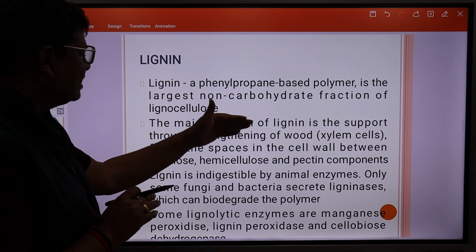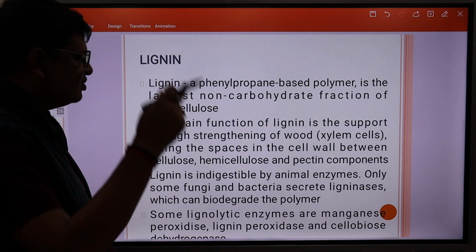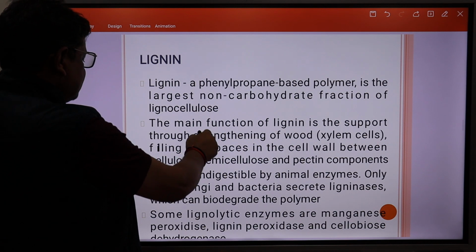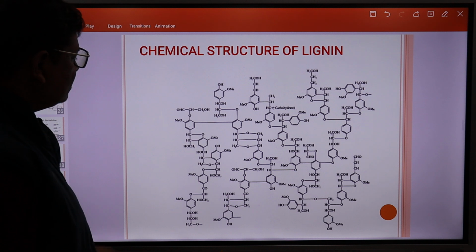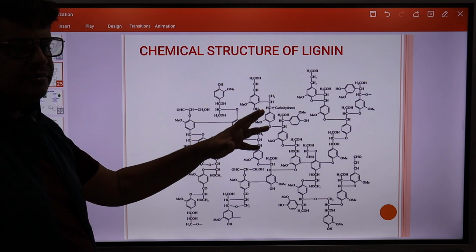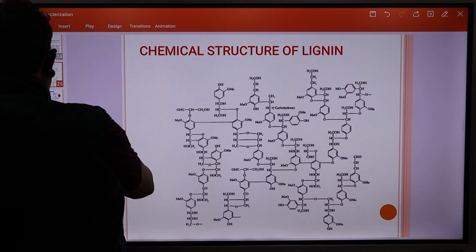The main function of lignin is support through strengthening of wood, in cells like xylem and phloem. That is very important. So lignin is indigenous, and its structure is very giant, a huge structure. So you have to see, if you have time, or certainly I will come up with the lignin biosynthetic pathway once in a separate story.